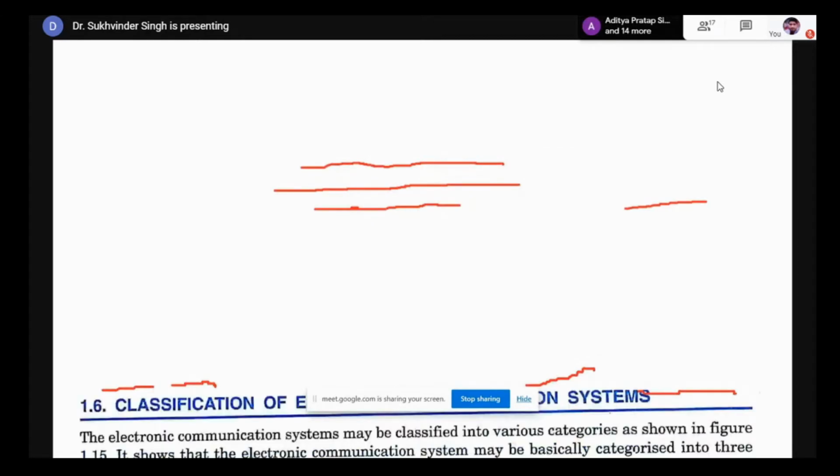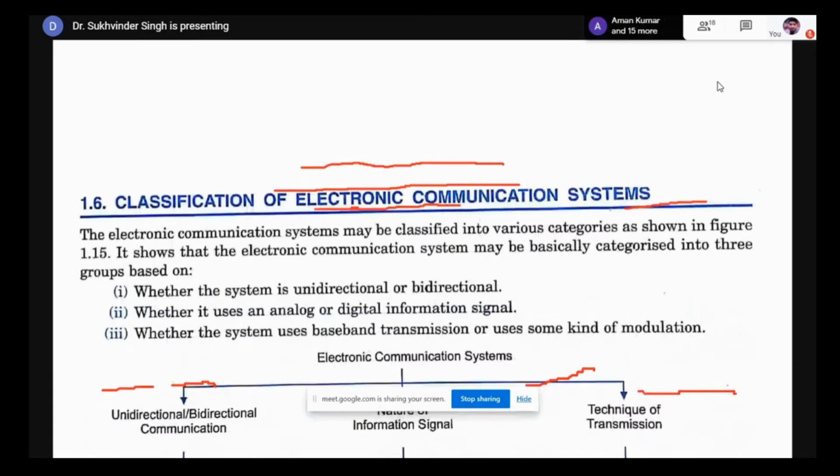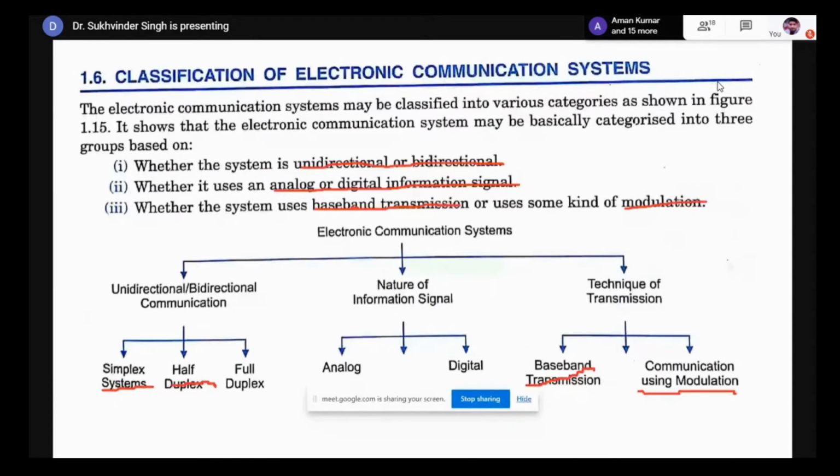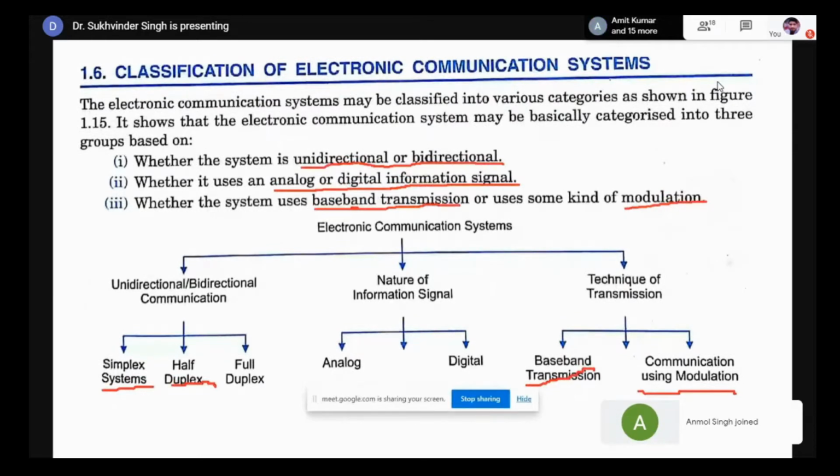Now, let us discuss the classification of electronic communication systems. We can classify the electronic communication system in 3 different ways. The direction of communication, whether it is a single direction communication or a bidirectional communication. Then the type of signal, whether it is an analog signal or a digital signal. Then the third one is baseband transmission, that is the signal is transferred as it is, or it is modulated in terms of the amplitude, frequency, phase, position, or so.